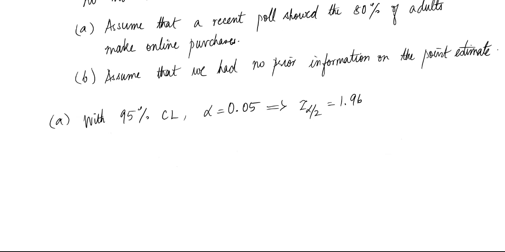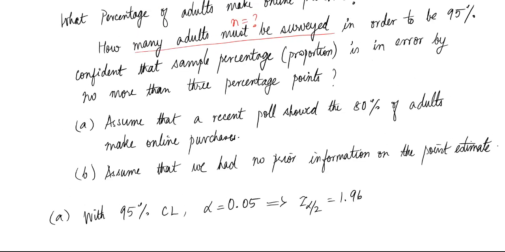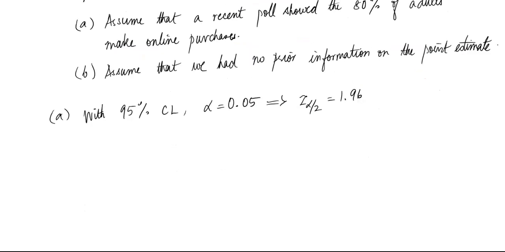And the margin of error, is that given to us? It is given to us, but it's all written in words. The margin of error is no more than 3 percentage points. So E is 3%, but we don't use it as percentage in calculations. So it is 0.03.